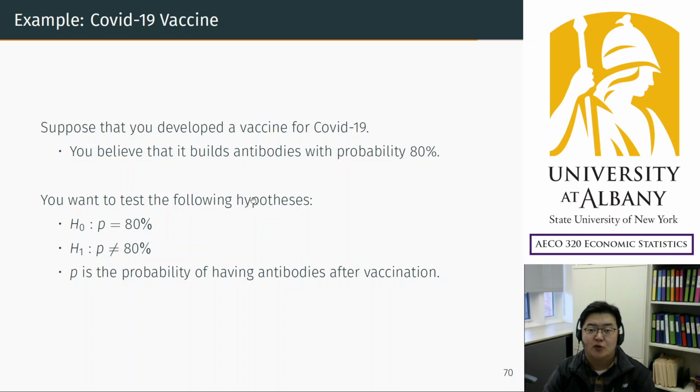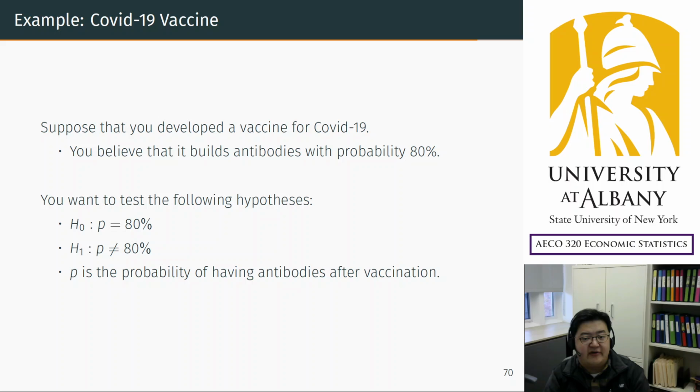Hello. So this is the last example of this chapter. We are going to consider an example of COVID-19 vaccine effectiveness. Suppose that you yourself developed a vaccine for COVID-19, which is very effective. You believe that the vaccine builds antibodies with probability 80%. So it is effective with 80%.